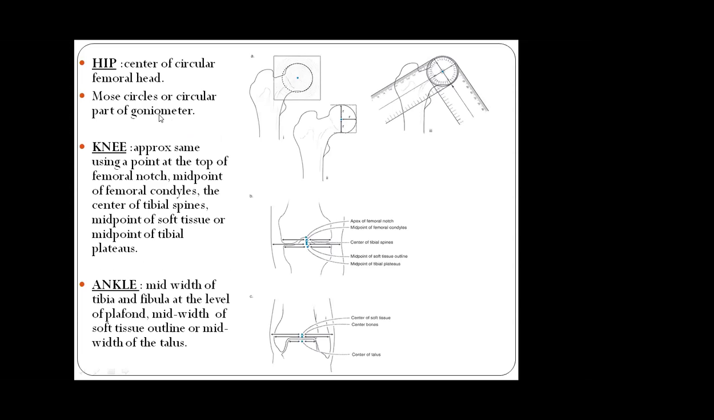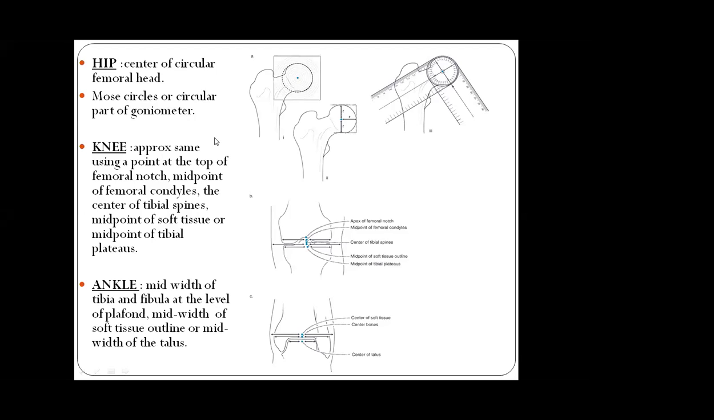So now I'll talk about how to come to the center point of the hip joint. The center point of the hip joint is considered as the center of the circular part of the femoral head, as can be seen in the diagram. How can it be identified, or quantified? It is with the help of Moses circles, or we can easily use the circular part of the goniometer, as seen in the diagram.